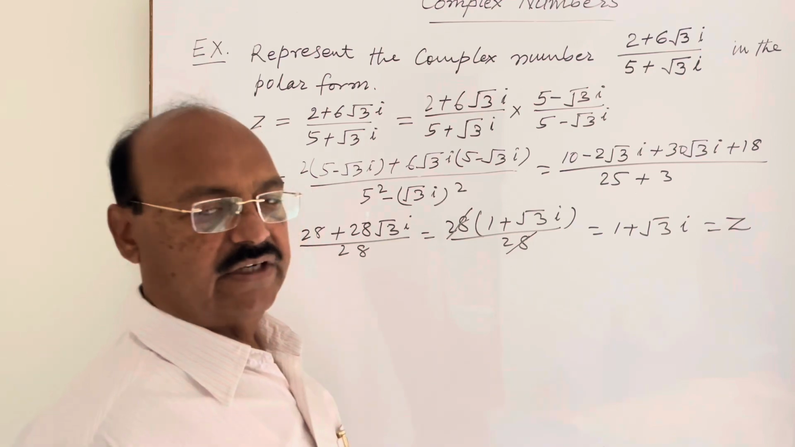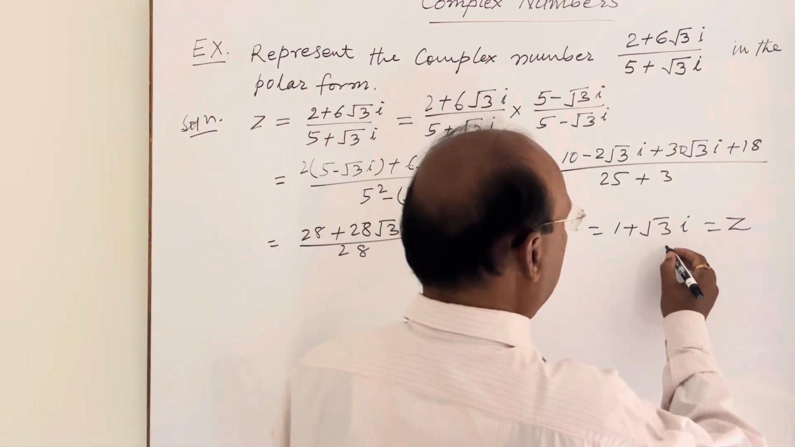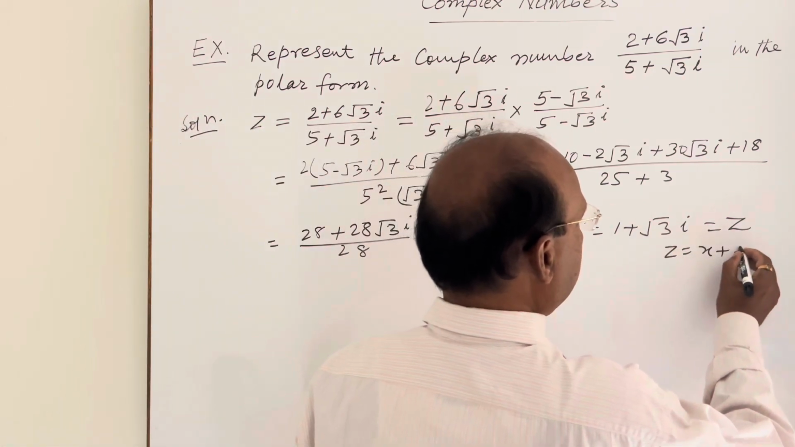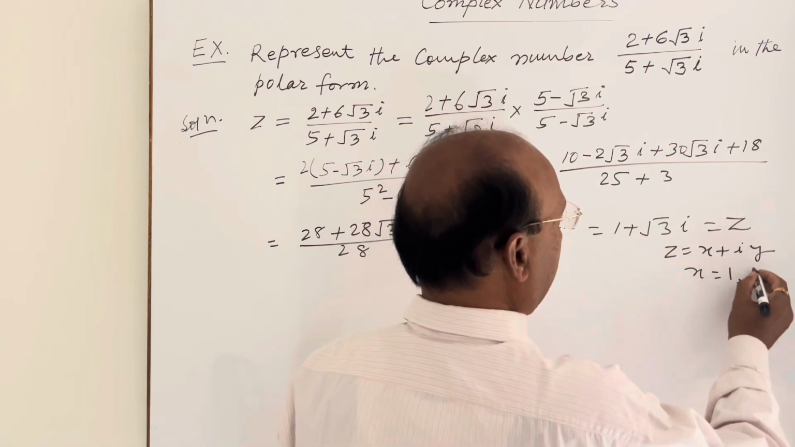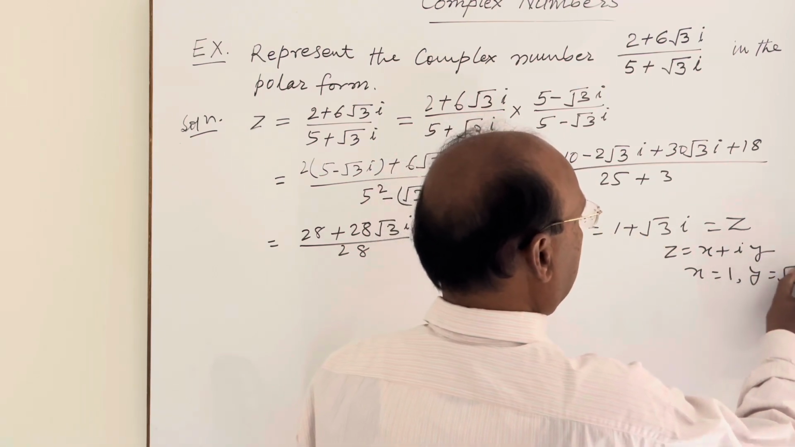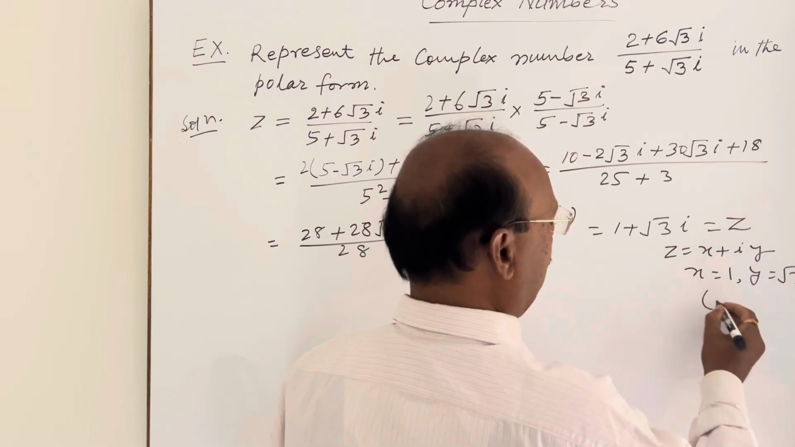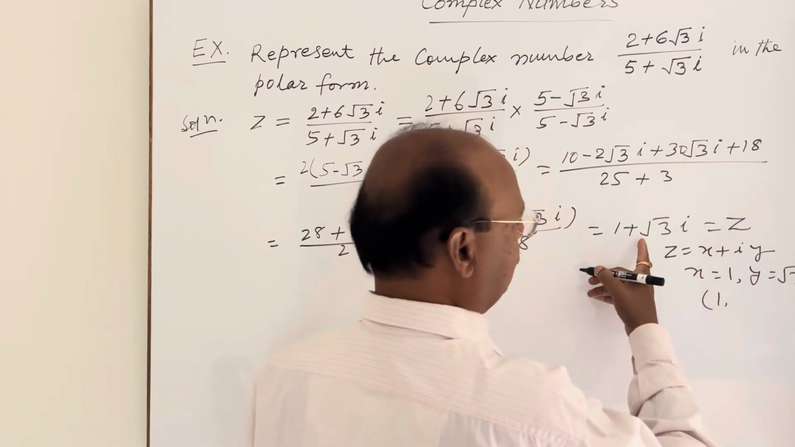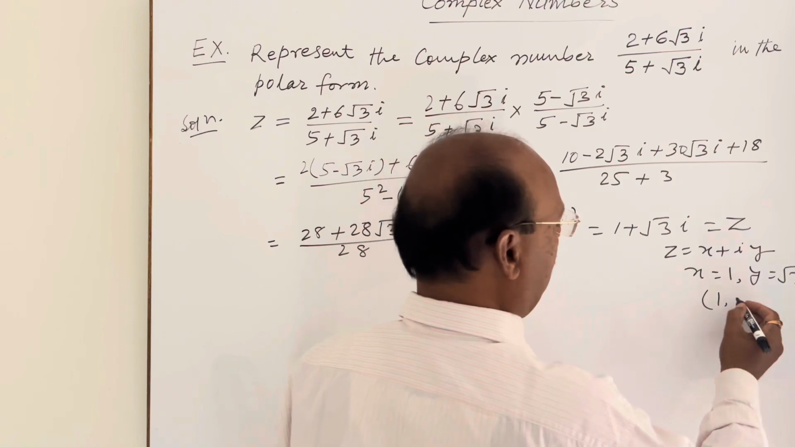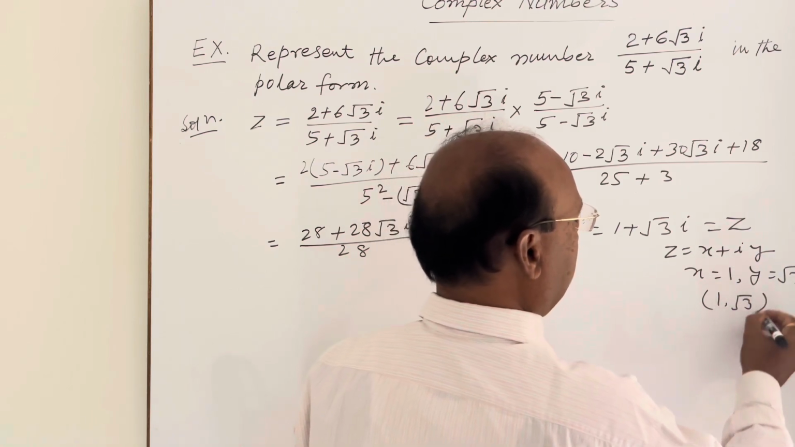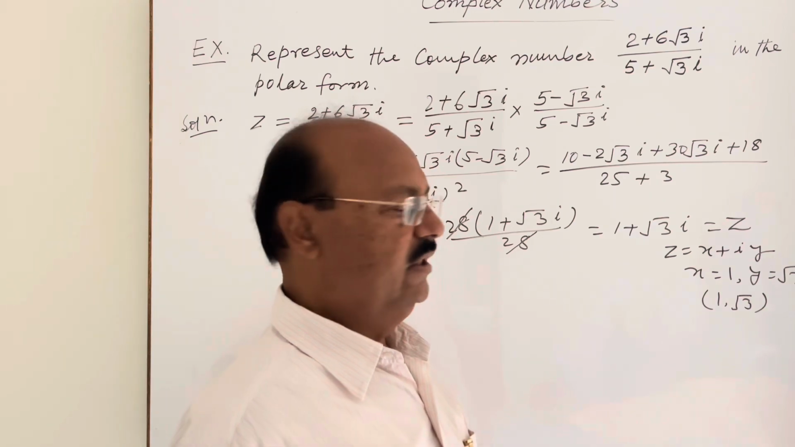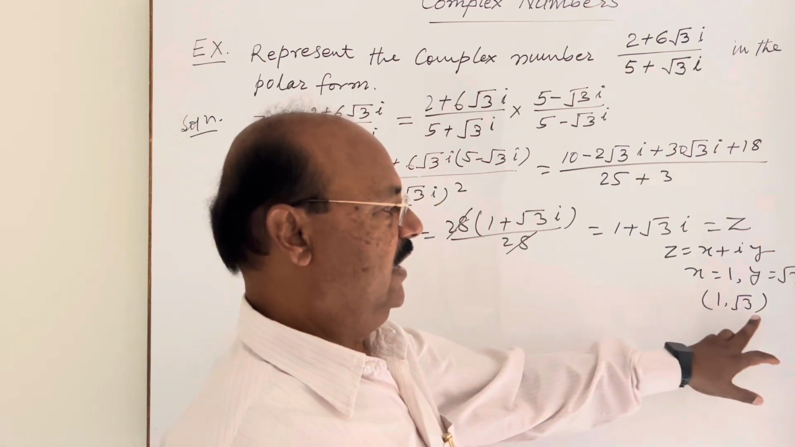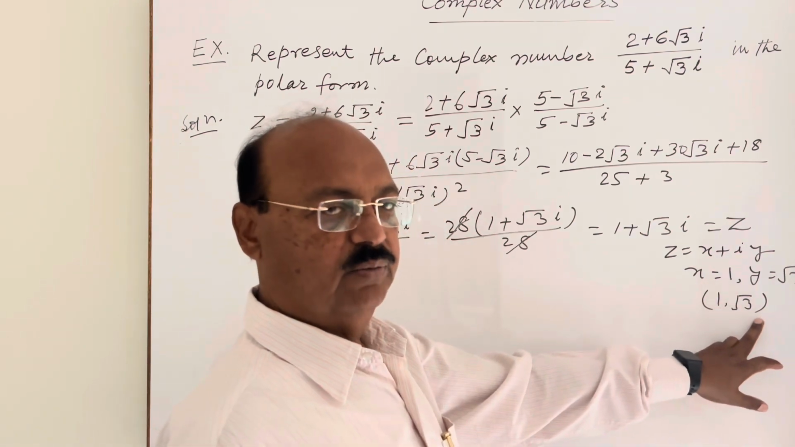As you know, the standard form of the complex number z is x + iy. Here in this case, x is equal to 1 and y is equal to √3. So the point corresponding to this complex number, (1, √3), these Cartesian coordinates will lie in the first quadrant because x as well as y, both the coordinates are positive.